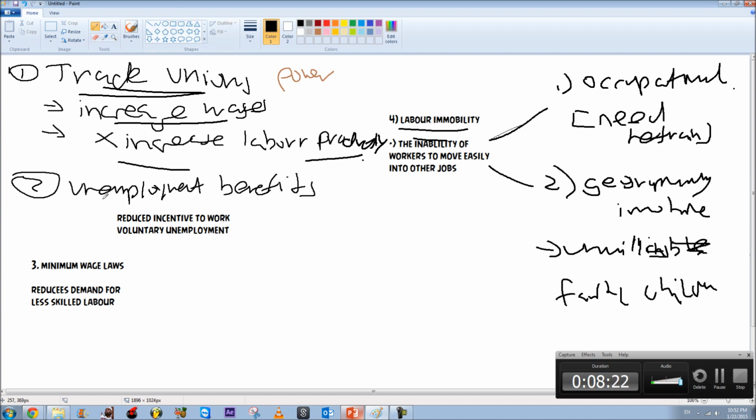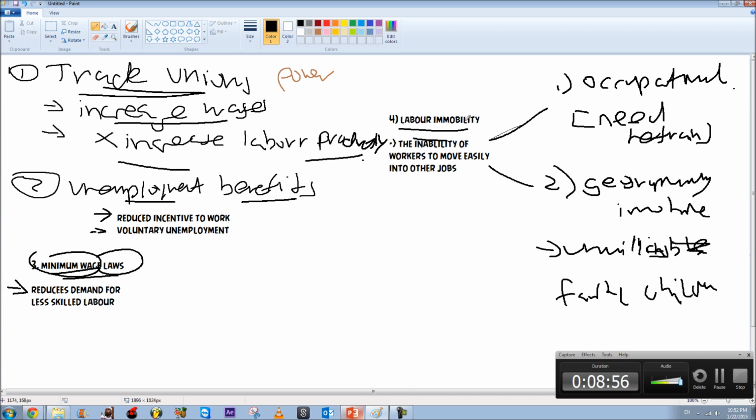Number two is unemployment benefits. This is when there is reduced incentive to work because of unemployment benefits, and some people are just lazy, and this is known as voluntary unemployment. They choose to be unemployed. The third one is minimum wage laws, and this is very simple. It reduces demand for less skilled labor. Basically, they don't get paid as much because of the minimum wage laws in play.